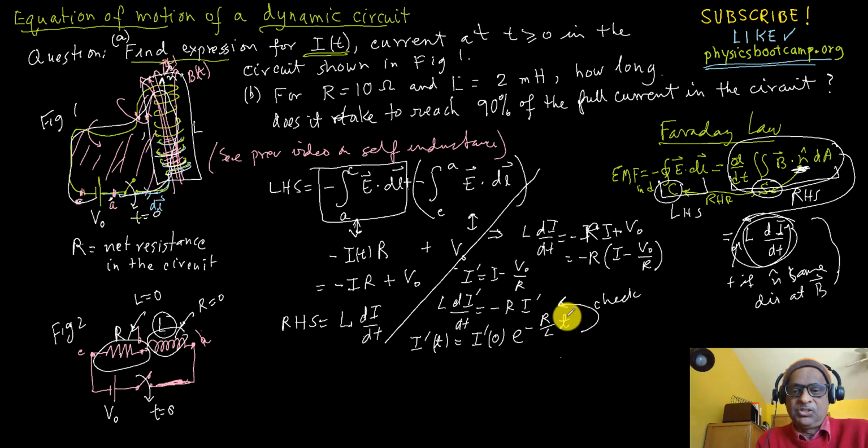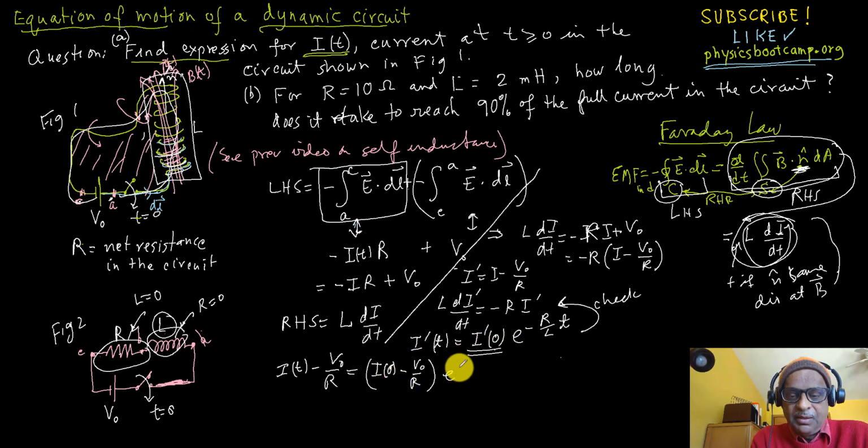Okay, you can check that this will satisfy that, and then I can go back and write in terms of that. So I at t minus V0 over R equals I at 0 minus V0 over R, times e to the minus R over L t. And when I close the circuit, at that time the current was 0. So I at 0 is 0.